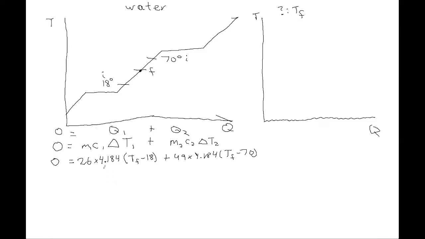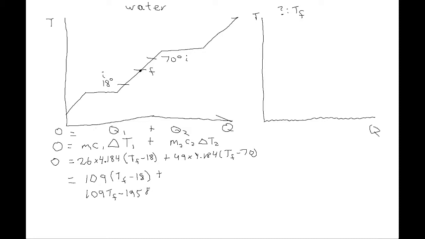Now we can multiply M and C together. In the first part of the equation, I got 26 times 4.184, which is about 109. Then distribute that through TF and multiply by negative 18, and you will get 109 TF minus 1958. Let's see, 109 times 18. All right, so you must have rounded a little bit differently than me here. Anyway, we both got about 1960.